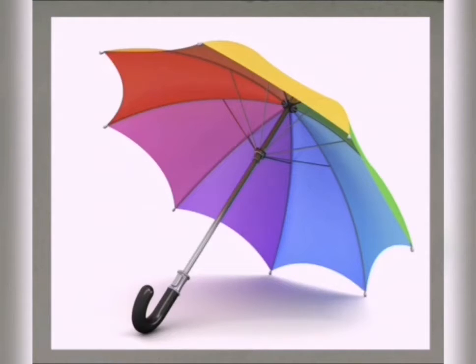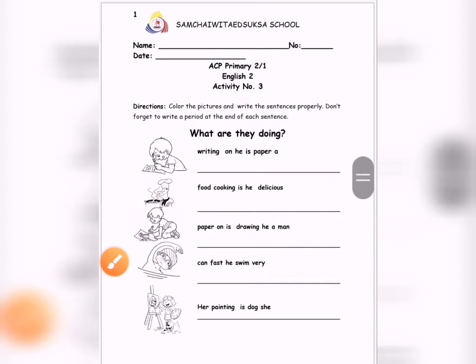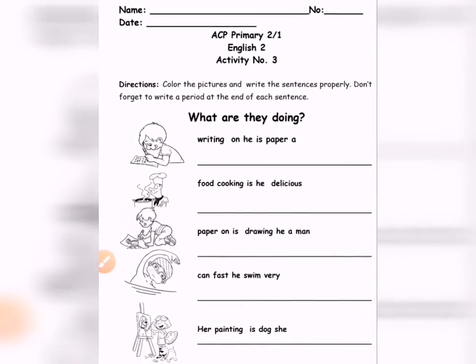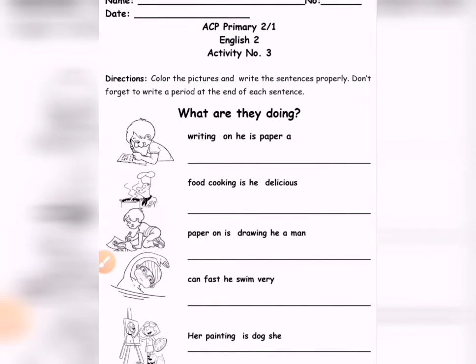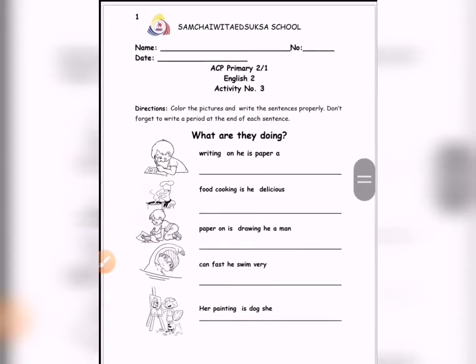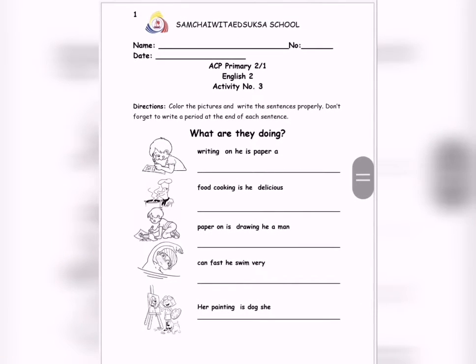Now let's proceed to answering our activity number 3. So here we have activity number 3. Let's read the instructions together. Color the pictures and write the sentences properly. Don't forget to write a period at the end of each sentence. Here in this exercise, there are words that are not arranged correctly. So, you need to arrange them correctly and write the correct answer.